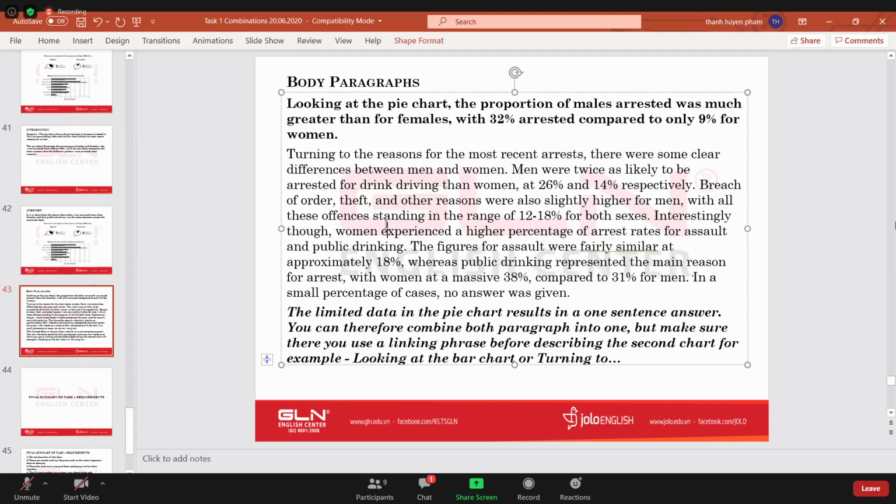So I haven't listed the percentages. What I've done is grouped them together and written a range of percentage, 12 to 18%. So when you have various percentages or numbers, don't list them, do a range from one to the other.